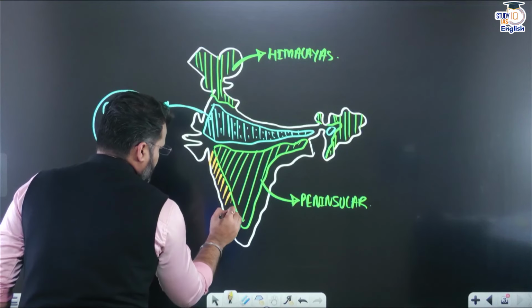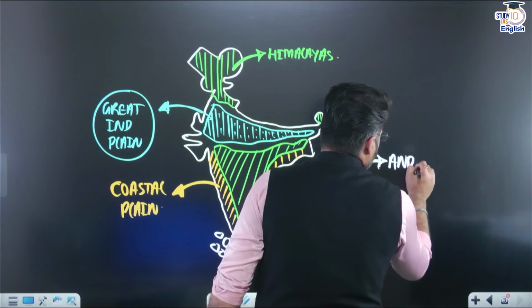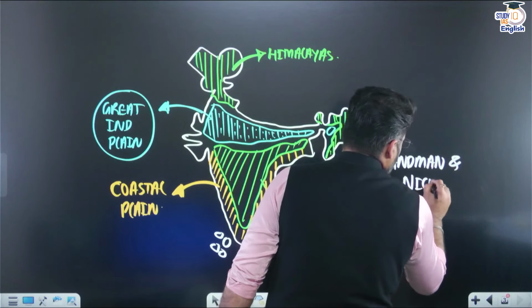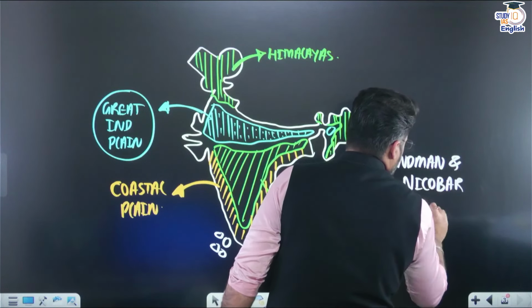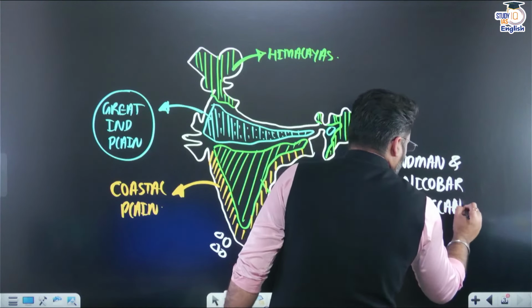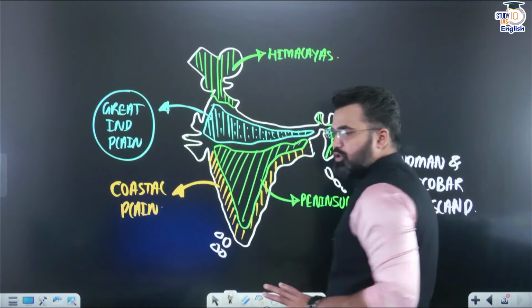So this is the Lakshadweep Islands. These are islands of India. And another portion which you can see here is the Andaman and Nicobar Islands. This is called the physical division of India. Okay. Himalayas, Great Indian Plain, Peninsular India, Coastal Plain, and some islands present here.